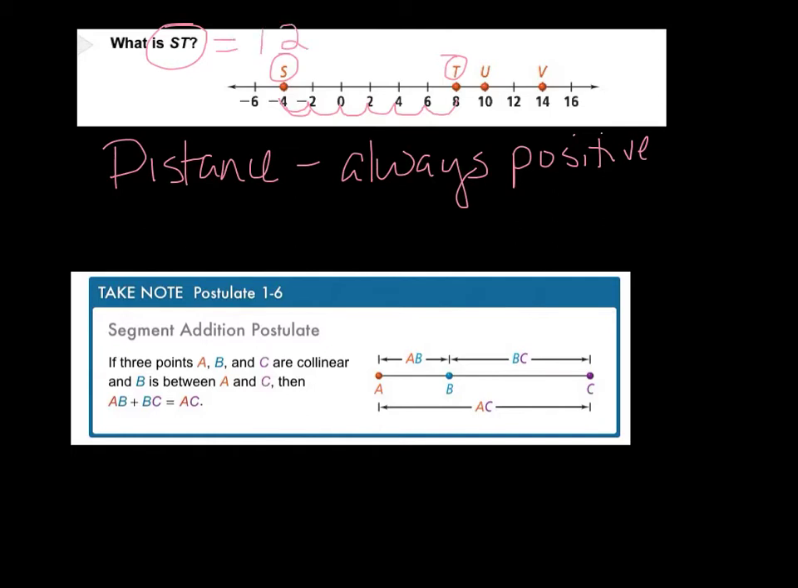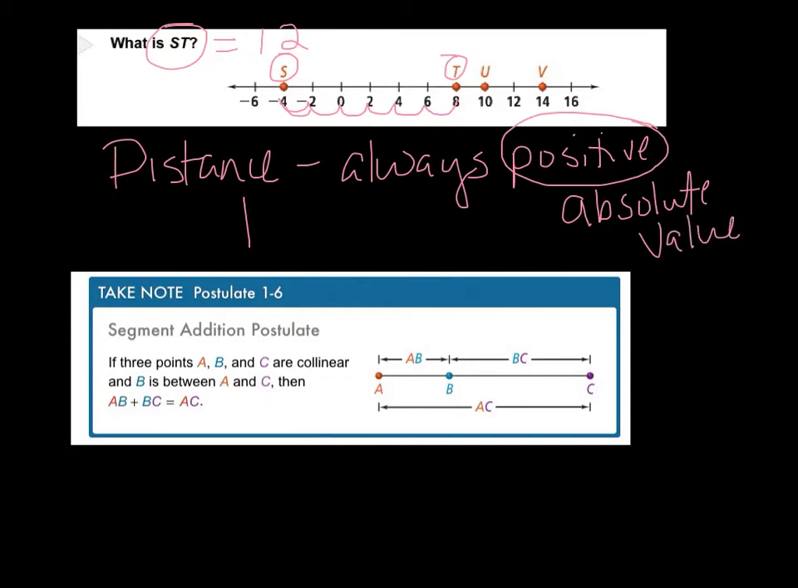Another way you could do it is you take the difference. And when I say it's always positive, what you should remember is the word absolute value. Absolute value, remember, is the distance something is from 0. It's also when you have positives. So the distance from S to T, you can go -4 minus 8. That gives you the absolute value of -12, which is a positive 12. So you can count or you can take the difference of the 2 points.